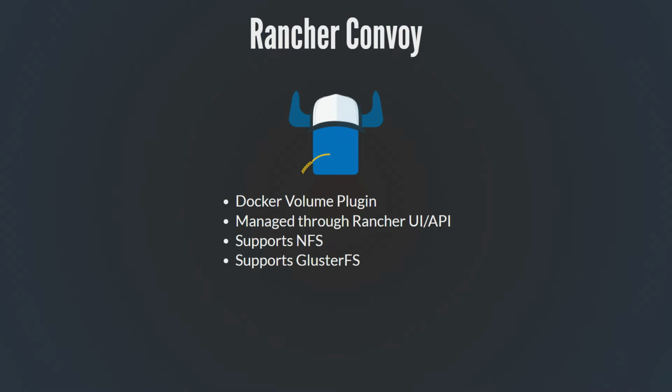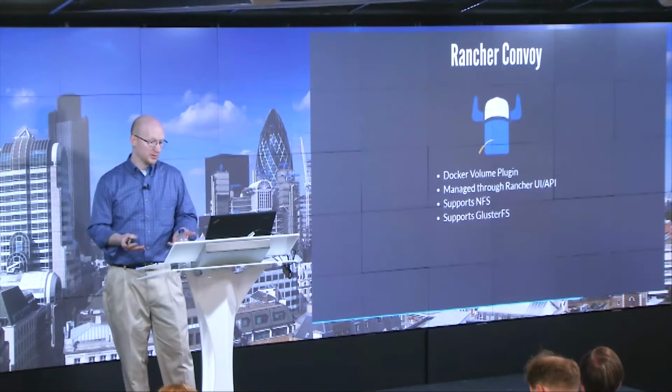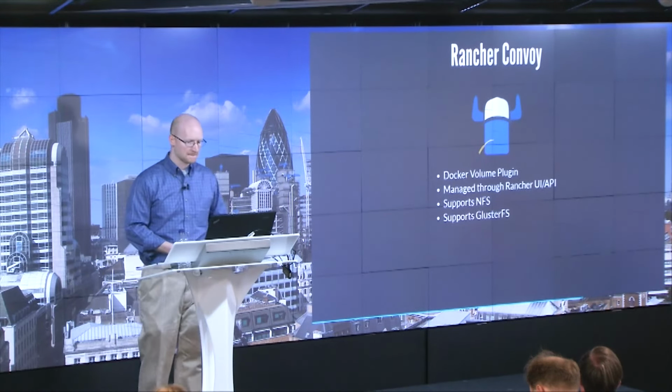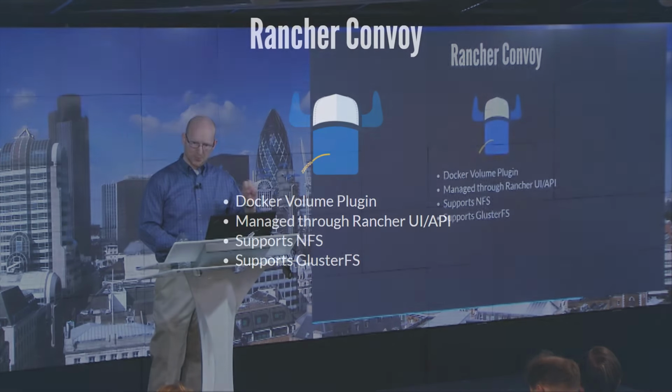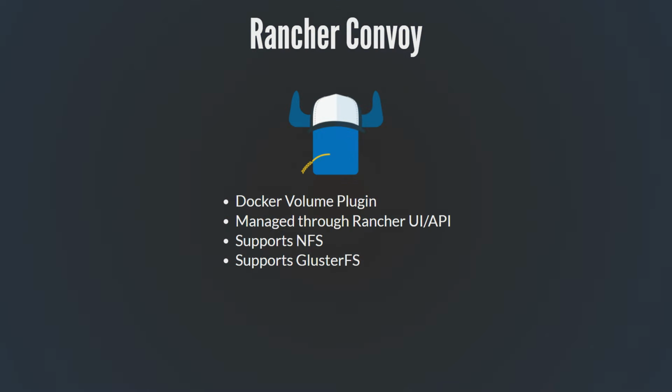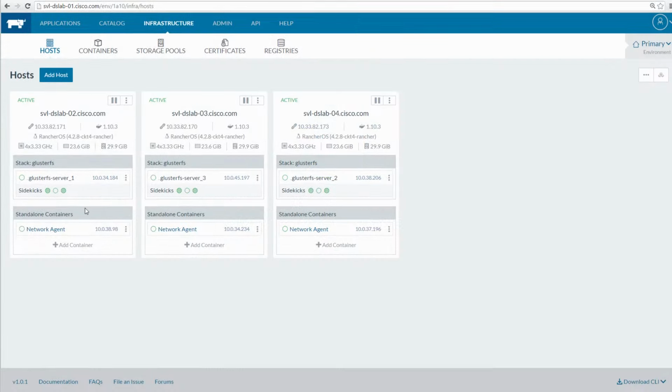And now we'll talk about Rancher Convoy. So we have a volume for Gluster. We have Gluster running. It really wasn't that hard to get it spun up and running. But Rancher Convoy is the plugin that Docker will use to put the Docker volumes inside of Gluster. And this is managed through the Rancher UI and API. And you can spin it up in a Docker Compose as well. It supports NFS, as I mentioned, as one variant of it, but we're going to use the Gluster FS one.